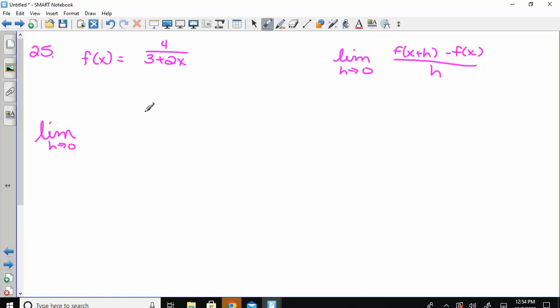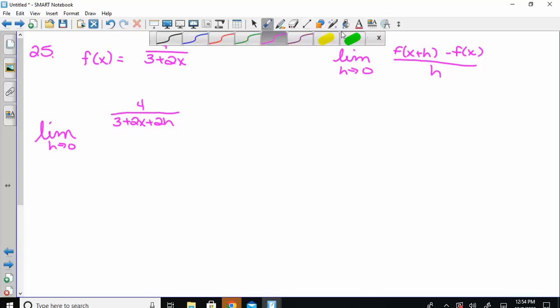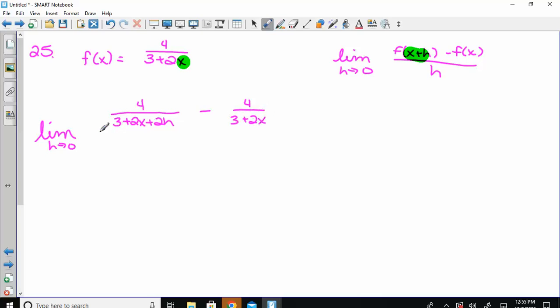F of x plus h says go to your function, replace your x with x plus h. So that would be 4 over 3 plus 2x plus 2h. Can I just go ahead and distribute that to f of x plus h? So you're replacing that x with an x plus h. Minus f of x. So f of x is the original. All over h.